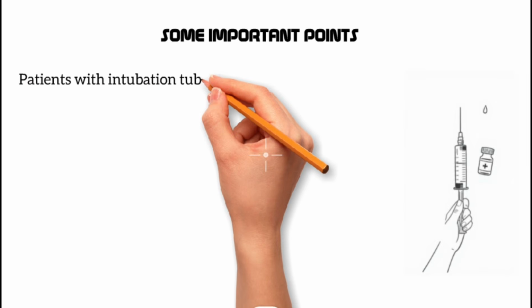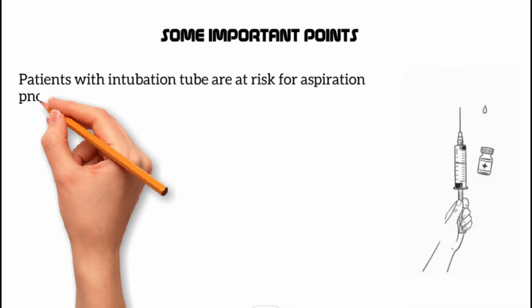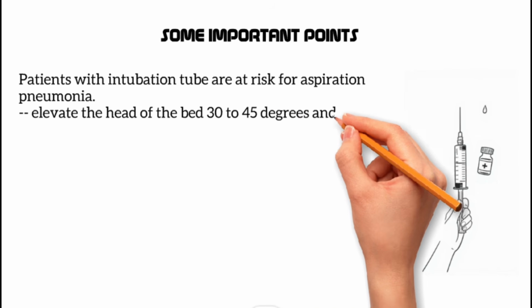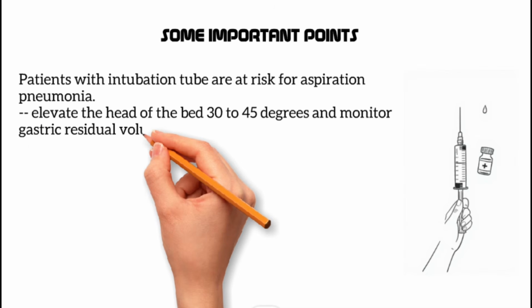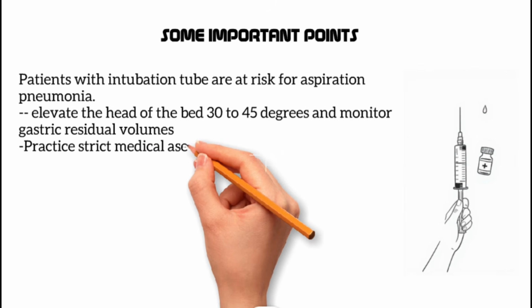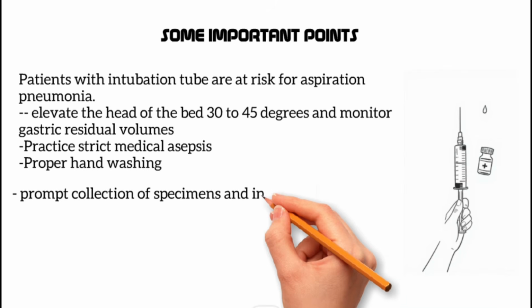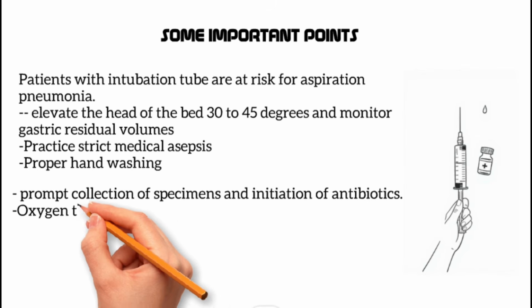Some important points. Patients with intubation and tubes are at risk for aspiration pneumonia. Elevate the head of the bed 30 to 45 degrees and monitor gastric residual volumes. Practice strict medical asepsis and adherence to infection control guidelines. Staff and visitors should wash their hands on entering and leaving the patient's room.